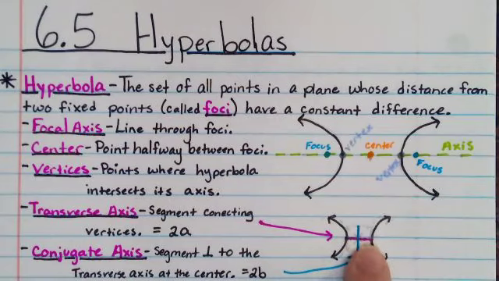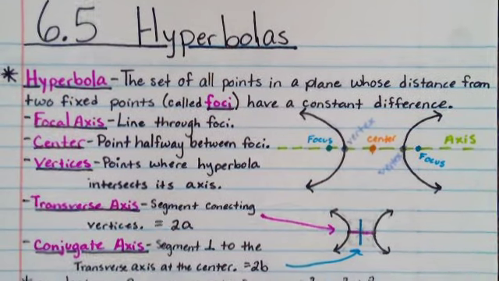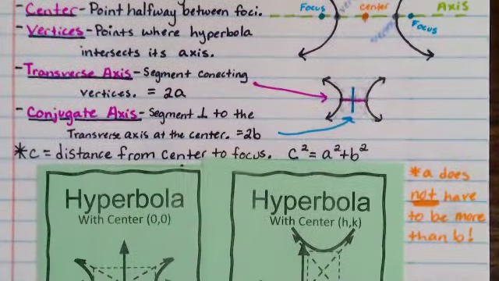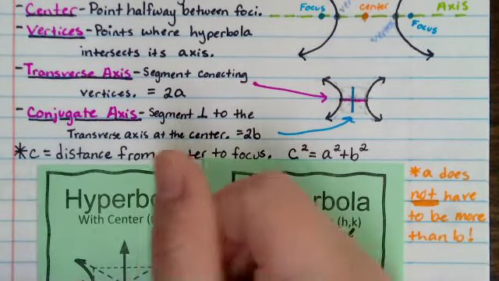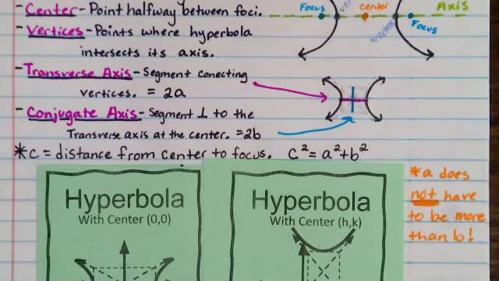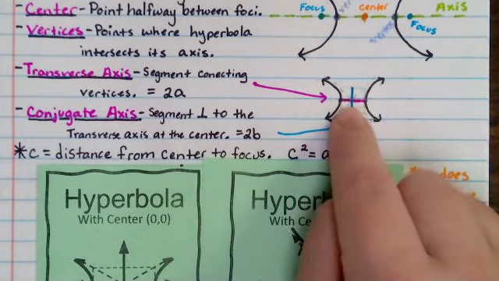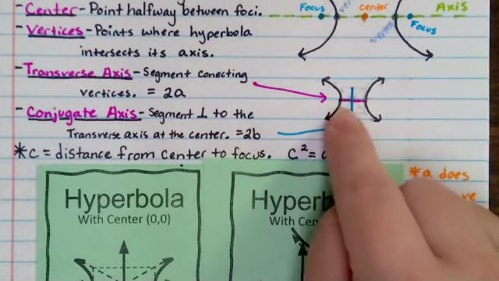So anyways, the transverse axis, just like the major axis, connects the two vertices. One thing I will point out, the a value does not have to be more than the b value. It's something I've added as a little note in orange down here. I don't know how well that's showing up on the screen, but a does not have to be more than b for a hyperbola. It can be the other way around, which is probably a good reason why they're not calling these major and minor axes, right? Because that would make you think that, but it's not the case. So these can be different sizes, and that's fine.